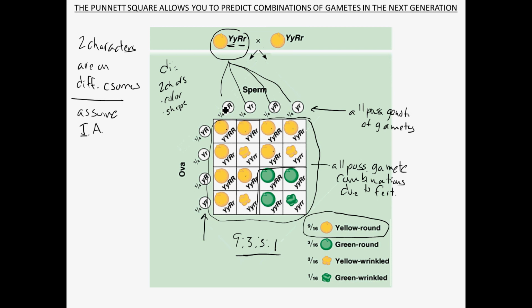And what's the probability of getting this? This is 1 out of 4. This parent is going to make all of these in equal proportions. This parent here is going to make all of these in equal proportions. So the likelihood of getting any of these combinations, this one fertilizing this one, is as likely as this one fertilizing this one over here, etc. So you can use the Punnett square there if you want.